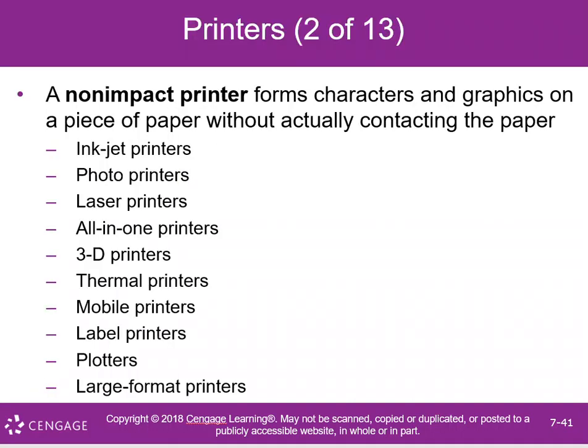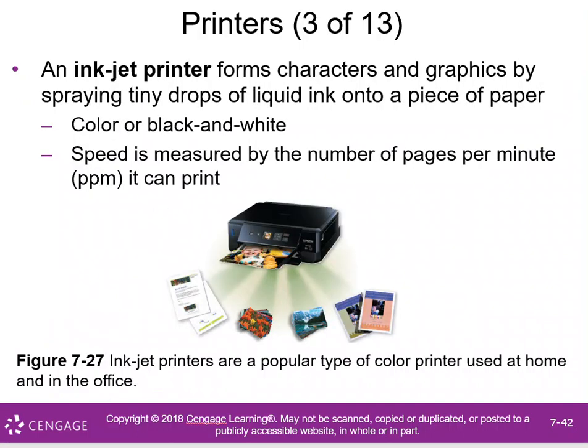Okay, a non-impact printer forms characters and graphics on a piece of paper without actually contacting the paper. Non-impact printers include inkjet printers, photo printers, laser printers, all-in-one printers, 3D printers, thermal printers, mobile printers, label printers, plotters, and large format printers. An inkjet printer forms characters and graphics by spraying tiny drops of liquid ink onto a piece of paper. It can be color or black and white. Speed is measured by the number of pages per minute, ppm, it can print. This is a popular type of color printer used at home and the office.